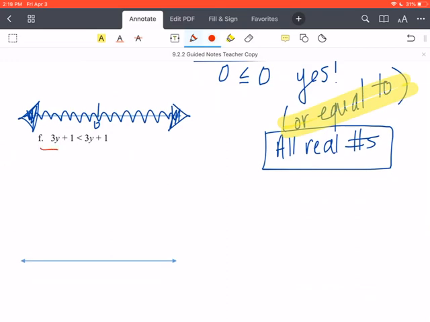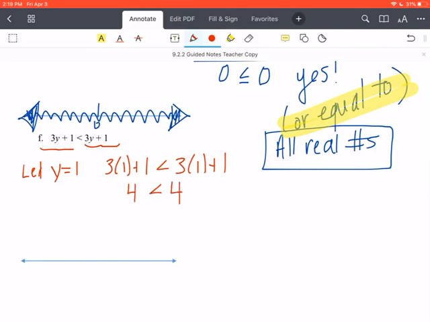If you notice that both sides are equal, if you just simply say, let's let y equal 1, so you can kind of see what's going on. So we have 3 times 1 plus 1. Is that less than 3 times 1 plus 1? Well, 3 times 1 is 3, so 4. Is that less than 4? A number is not less than itself.